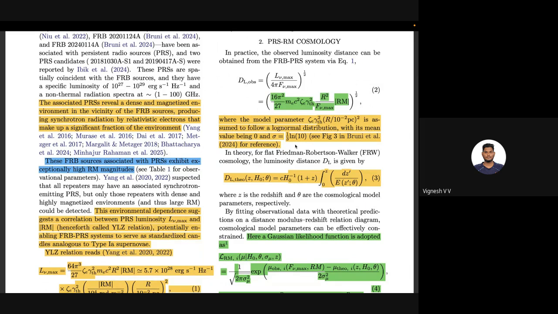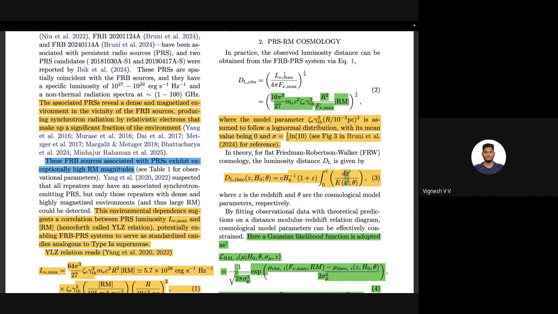So they compare this with the theory. We all know that from FRW cosmology, the luminosity distance is related to the Hubble constant H naught, and it is a function of redshift z. So using this, they calculate H naught and they compare.